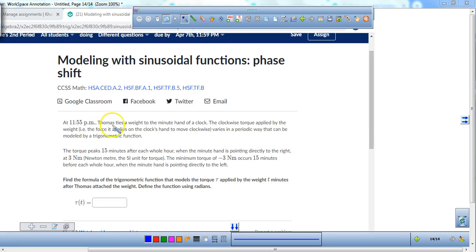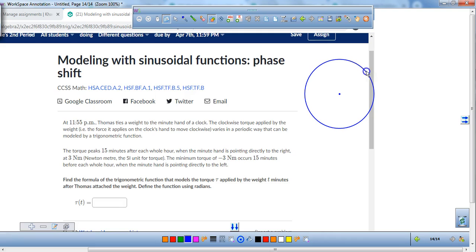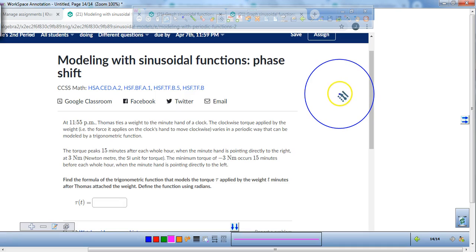So it looks like Thomas ties a weight to the minute hand of a clock. So what I'm going to do is just draw a clock. I'll do a small little hour hand, I'll put it right about there. Then we'll draw on a minute hand. The minute hand can be anywhere on the clock, so I'm going to put a minute hand right there.